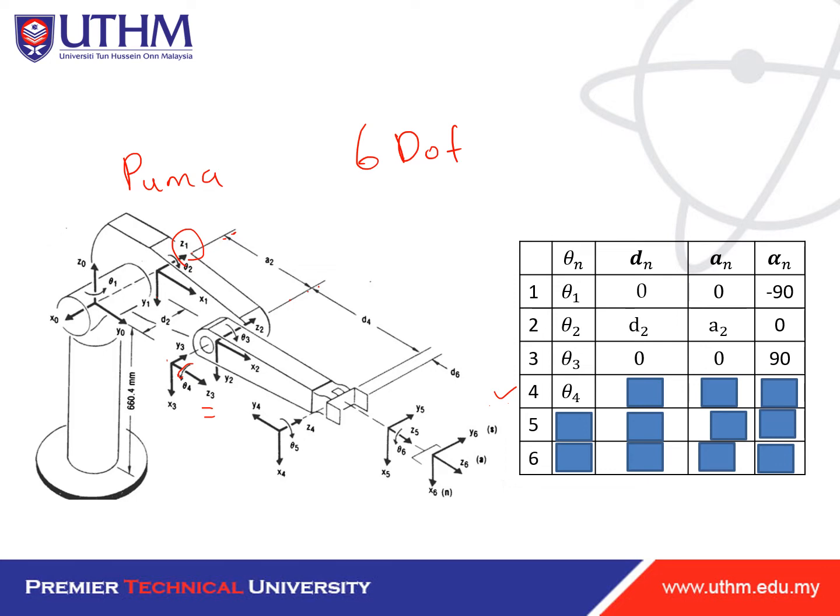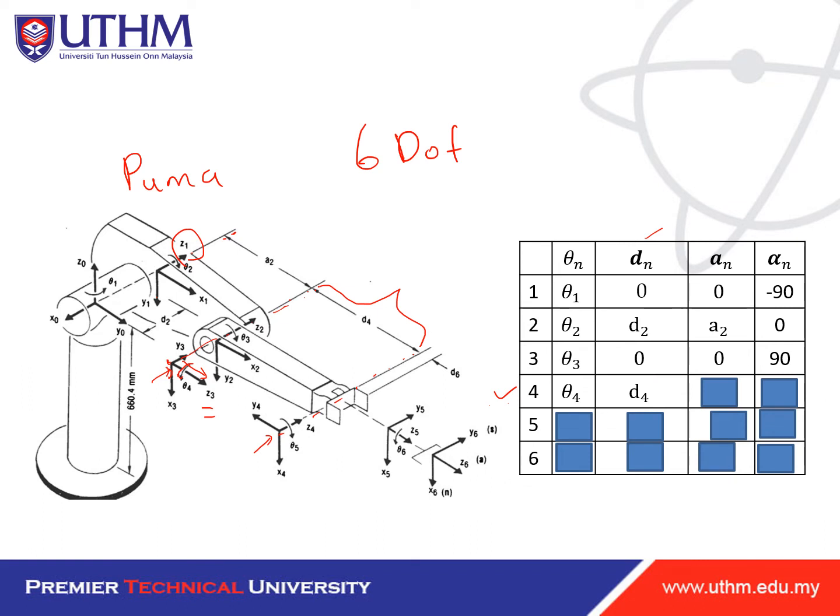Next, we want to find the parameter of d. So for d4, we need to find the movement of z3. We want to move z3 so that this point here will become the same as frame 4, which is this point here. So the distance is given here, from here to here, which is d4.